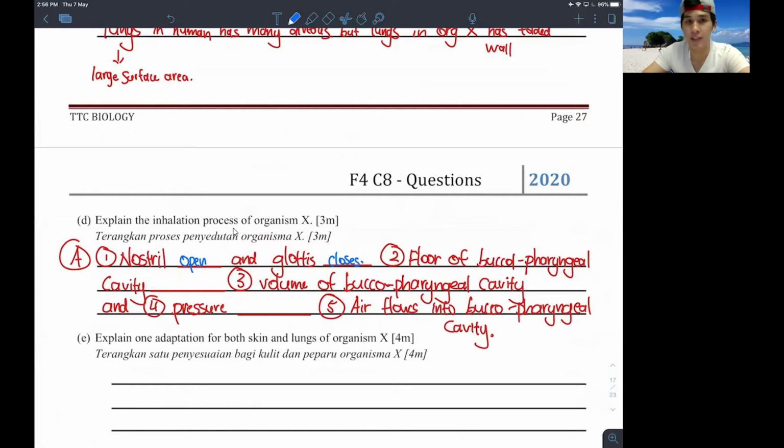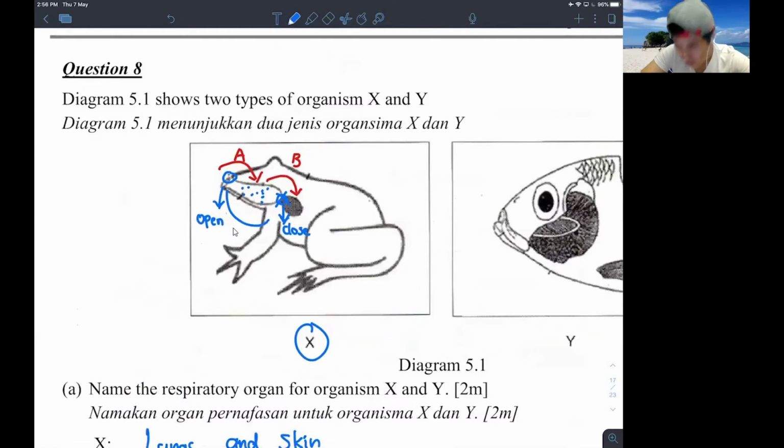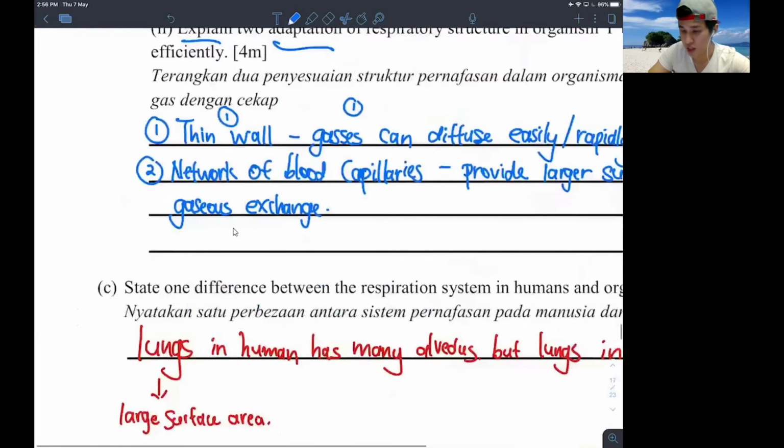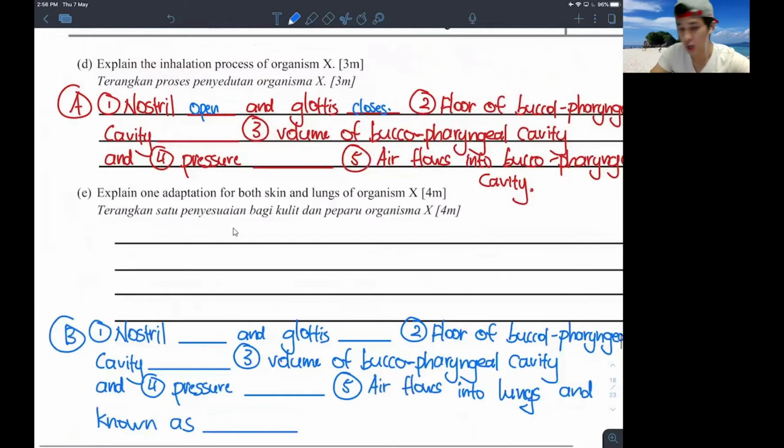Okay, so now the muscle, volume, pressure will come in. This is whereby the frog's mouth becomes big. So the floor of the buccal pharyngeal cavity will lower down, because the mouth becomes like this. So now the frog's mouth is open, right? So we say floor of buccal cavity. The muscle of the mouth, which is called the floor, will lower down.